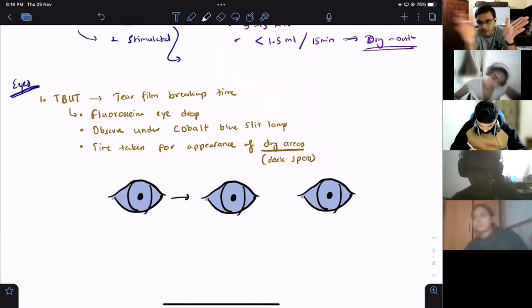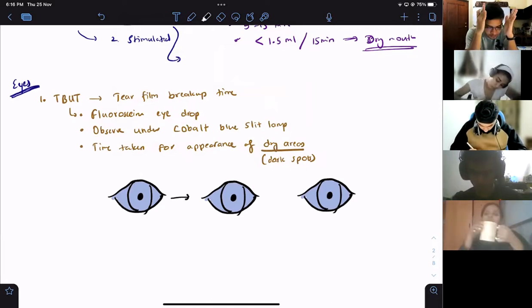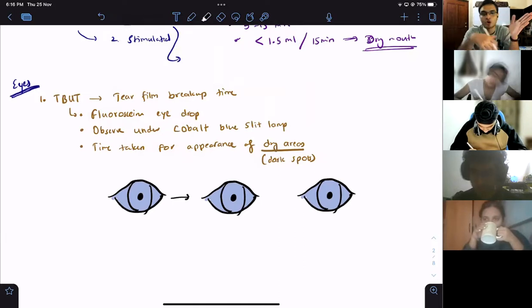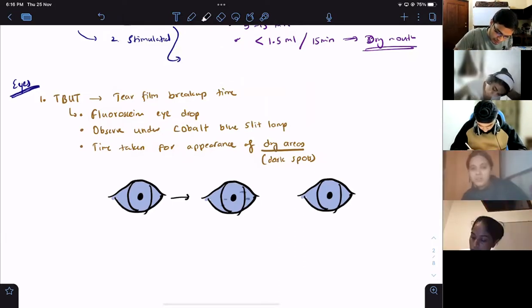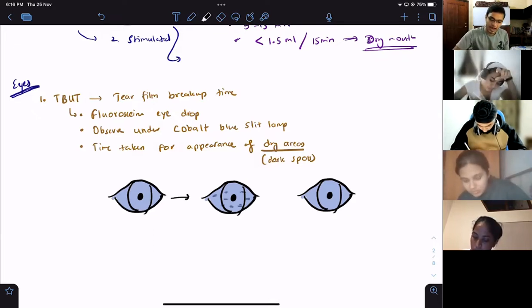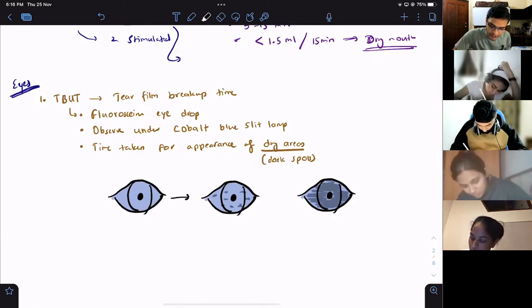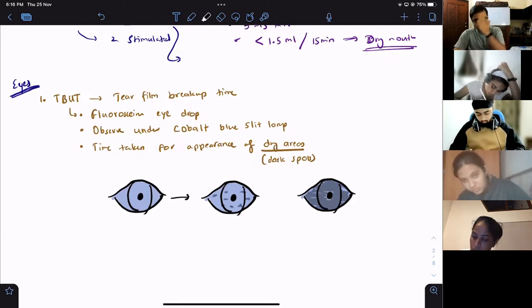So this fluorescein dye that you applied is going to start drying up. When it dries up, it starts appearing as dark patches, and eventually the entire thing will be dark once all the fluorescein eye drop is gone, evaporated or dried out. This is the usual progression.